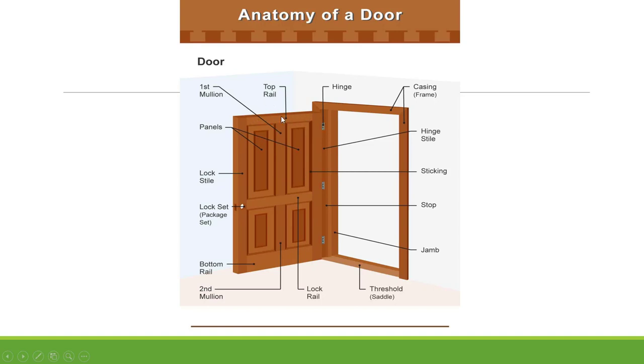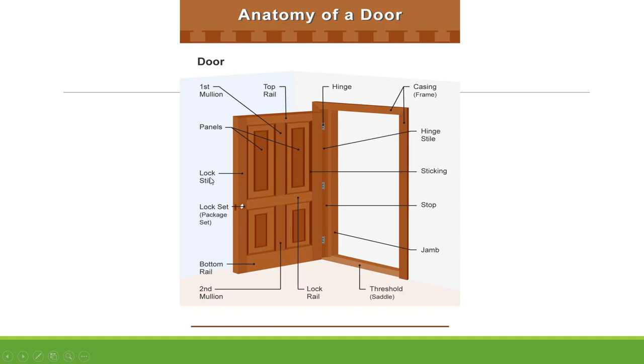The top horizontal line is called top rail, and the bottom horizontal line is called bottom rail. And these vertical parts are called mullions. This is the first mullion at the top, and this is the second mullion. And the horizontal part in the center of the frame of the door is called lock rail. So these are three different rails: bottom rail, top rail, and then lock rail. Why do we call this lock rail? Because we place the lock of the door at this rail. That's why it is called lock rail.